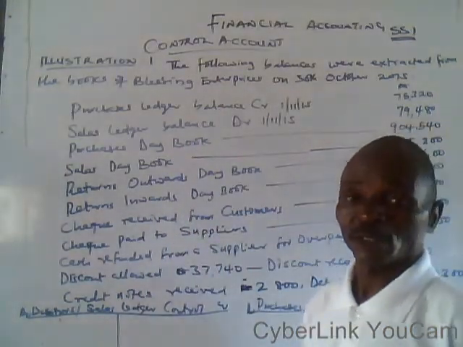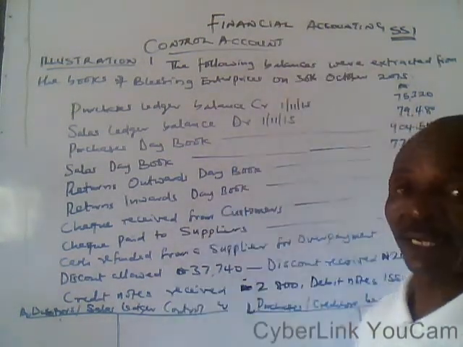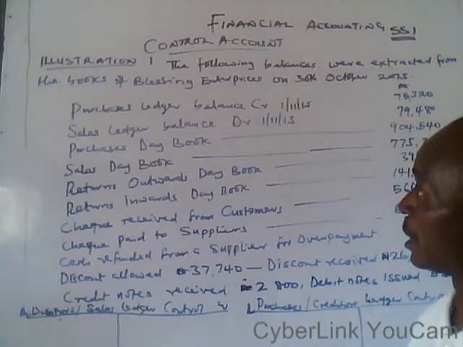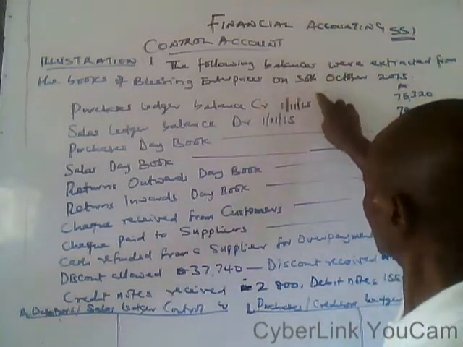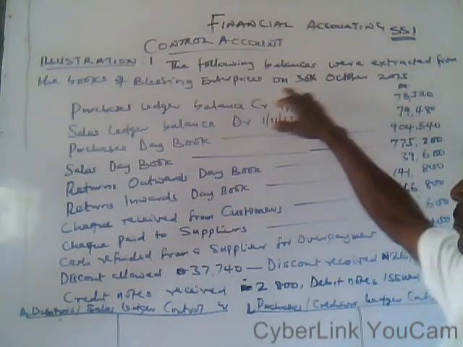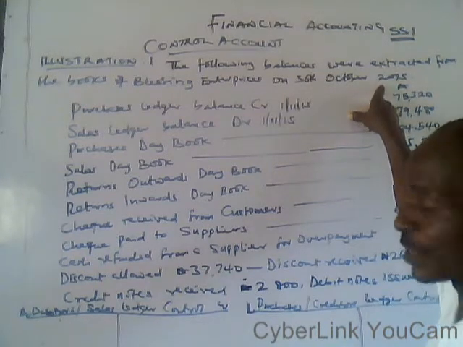And the continuation of our e-learning class, and we are still on the control account. Last week we discussed the format and the principle of posting all the items in the control account. And today we have illustration 1. The following balances were extracted from the books of Blessing Enterprises on 31st October 2015.